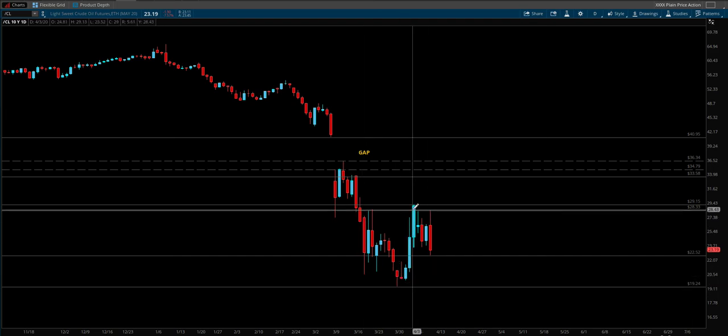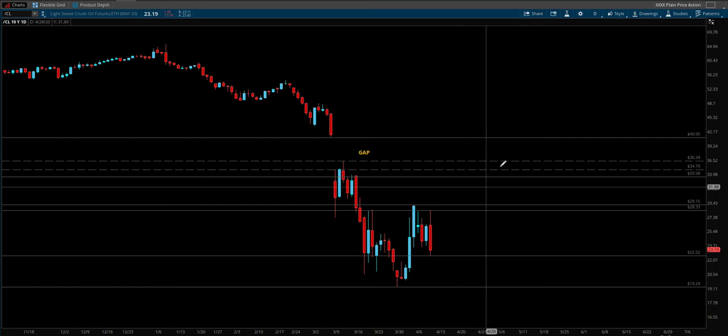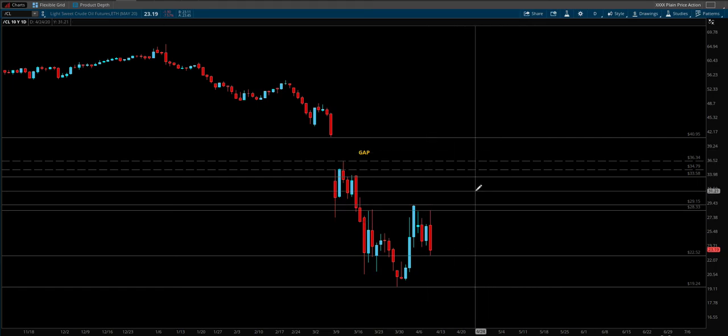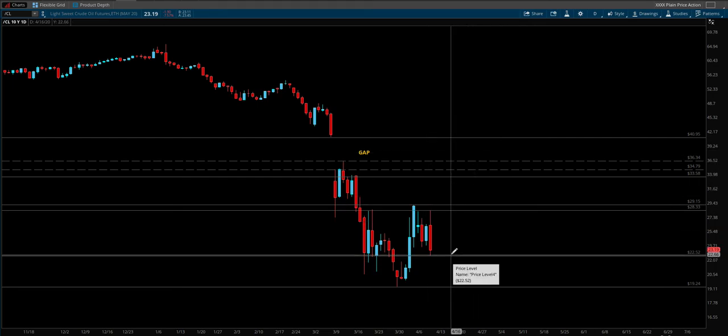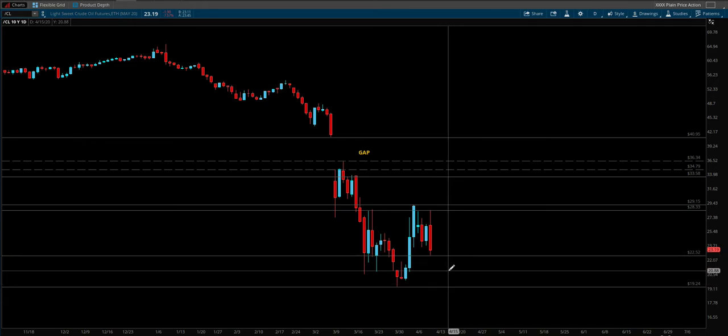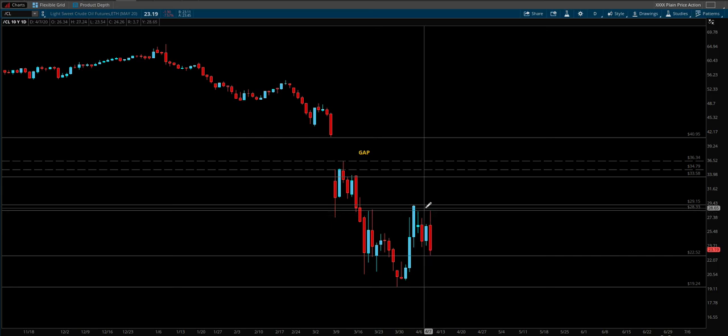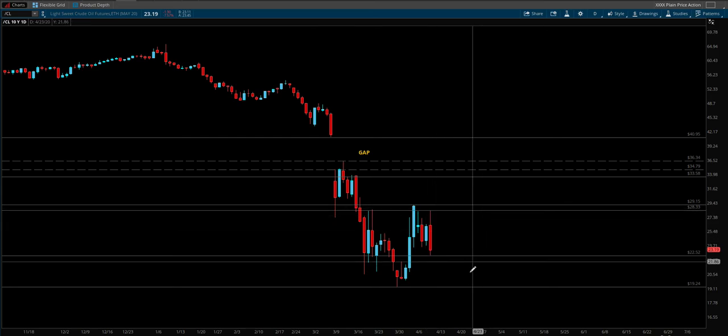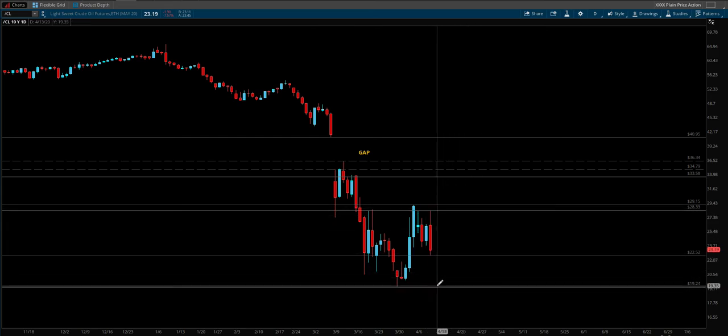So we don't know yet whether or not this is going to turn into an uptrend, because we need to make a higher high. If instead it breaks down and makes a lower low or an equal low, then we know that the downtrend is not over. And then it comes down to whether or not this low is going to hold.